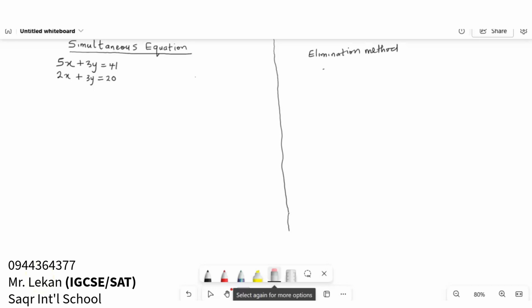All about simultaneous equation. Now, I would like us to use both elimination and substitution method. But before we solve this question together, I would like to explain elimination method deeply because the signs given can be minus or plus. But in this example here, you can see that we have 5x plus 3y equal to 41 and 2x plus 3y equal to 20.